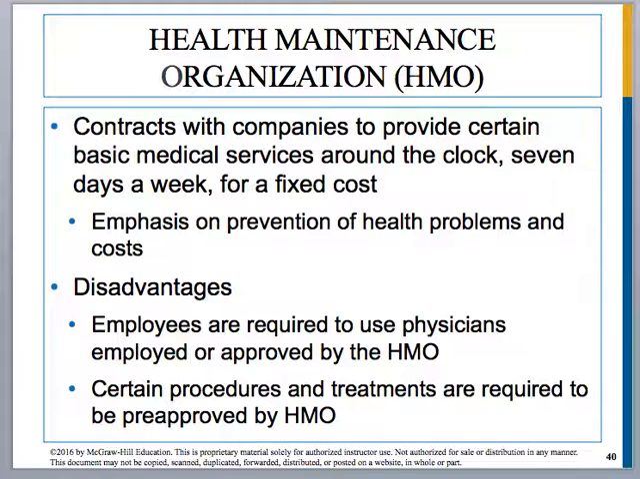HMOs. These are where you have a contract with a company to provide certain basic medical services around the clock, 7 days a week for a fixed cost. So there's no fluctuating cost. It's no change in cost. It's a fixed cost. And this is an emphasis on prevention of health problems and costs. The disadvantage is that employees are required to use only those physicians that are employed by or approved by the HMO. And so that means if you've had a family doctor for 10, 15 years and you want to continue using your doctor, if that doctor is not employed by or approved by your HMO, you can't use them. So you pay for them out of pocket.